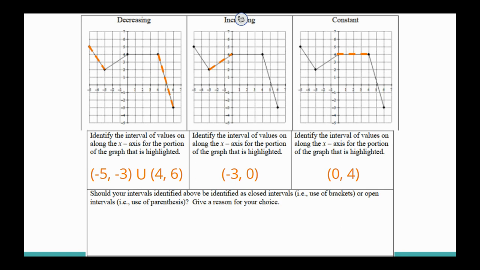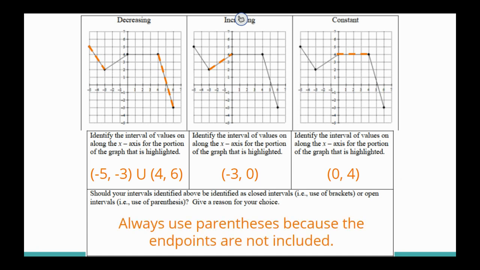All right, so at each point here, so like at -3, what happens on my graph? It's changing. It's not decreasing at -3. At -3, it's changing to be increasing. So you don't include that when you're talking about your domain there because it's not included. The endpoints are not included in that increasing, decreasing, or constant.